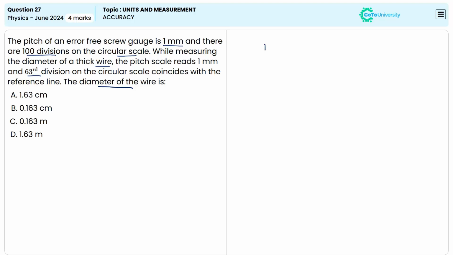So it's known that the final diameter value will be equal to main scale reading plus circular scale reading times the value of least count. Whereas the value of main scale reading is given as 1 mm in the question, the circular scale reading is given as the 63rd division, whereas the value of least count is not given in the question.